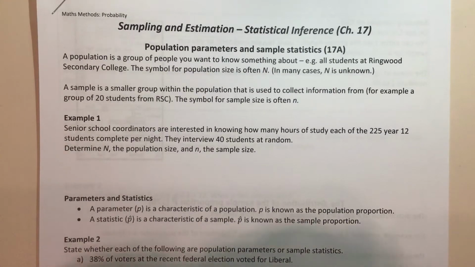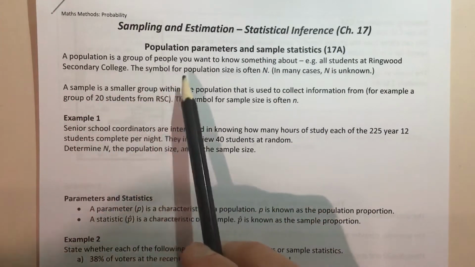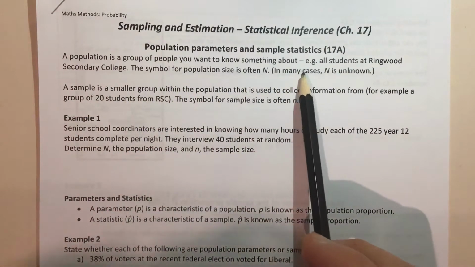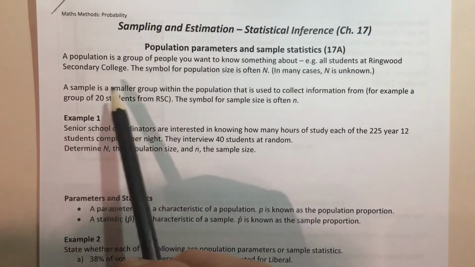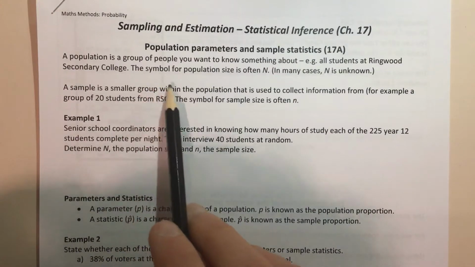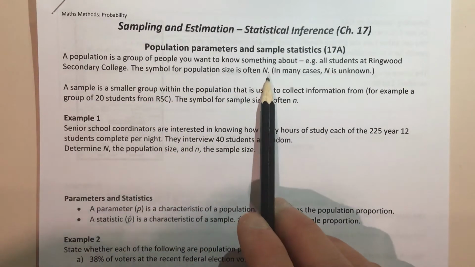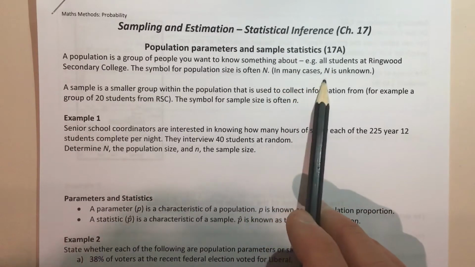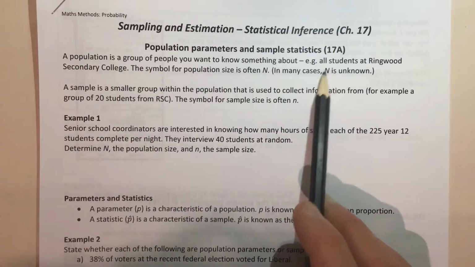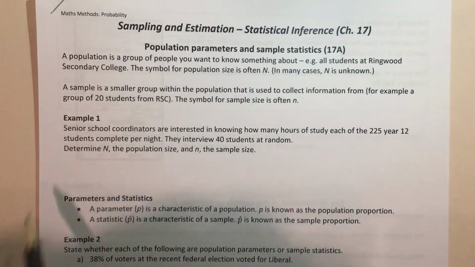So there's a few phrases and definitions to get our heads around. Firstly, a population is a group of people that you want to know something about. For example, that might be all students at Ringwood Secondary College, every single student. The symbol that we use for the population size is often a capital N. In some practical cases, the value of N might be unknown, because you don't know how big a population is.